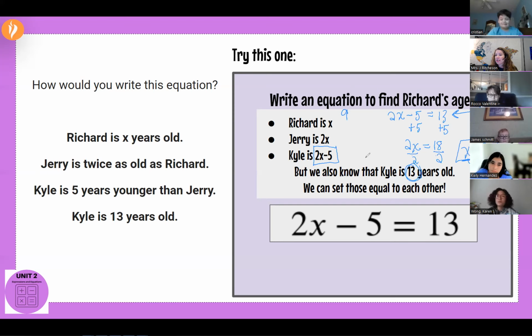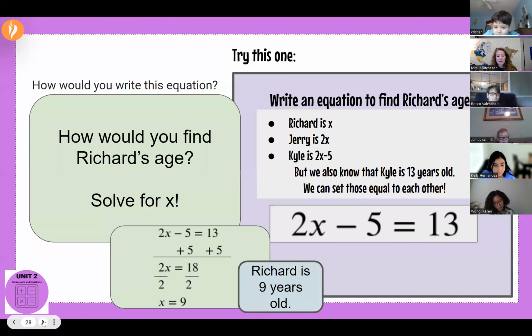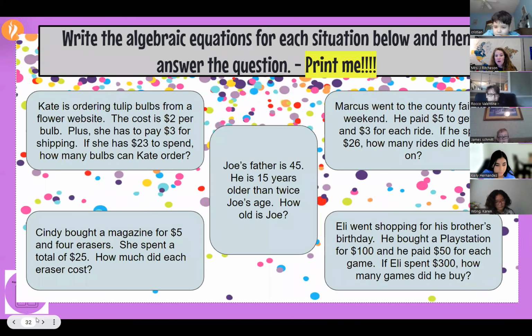Do we know how old is Jerry if he is 2x? How old is Jerry? 2 times X. Well, X is 9, so 2 times 9 is Jerry is 18. And we already know, of course, that Kyle is 13. Okie dokie. All right, I'm going to move on. All right, so these are all good equation type problems.